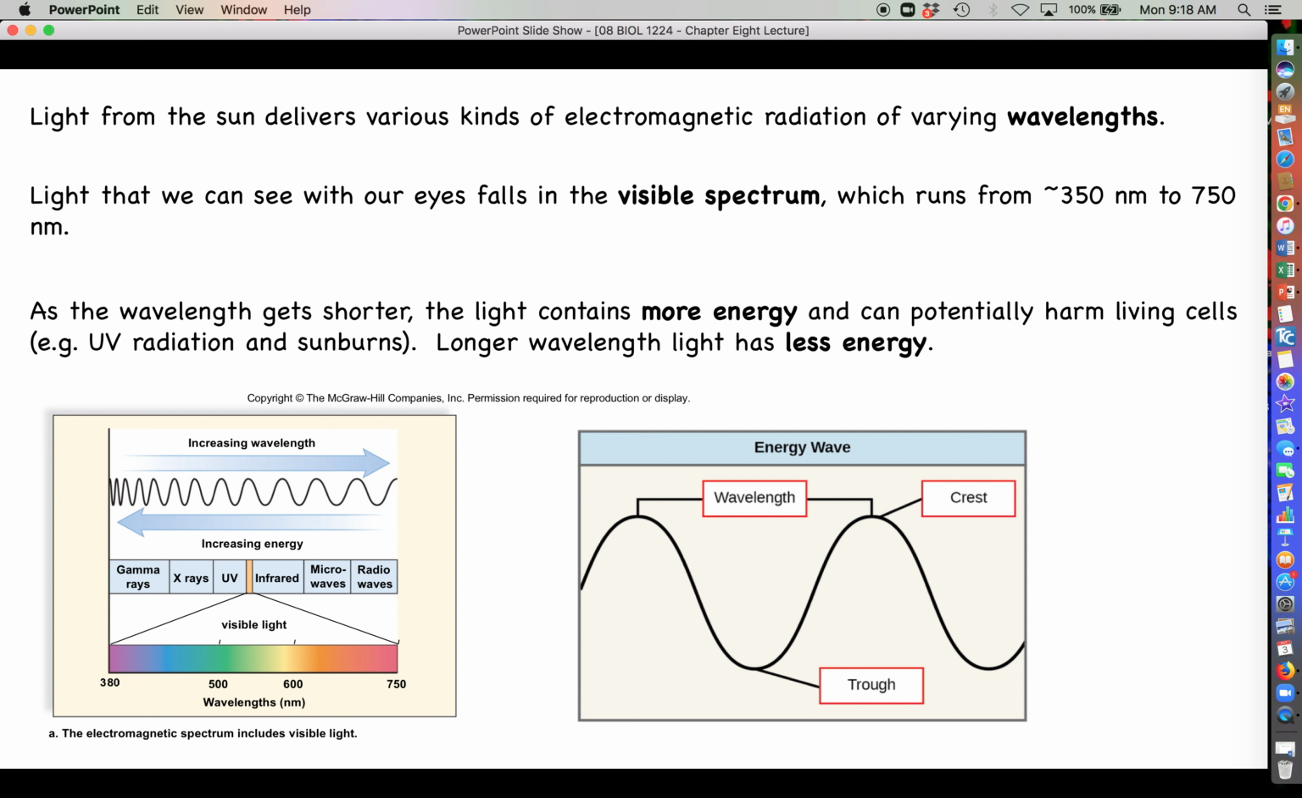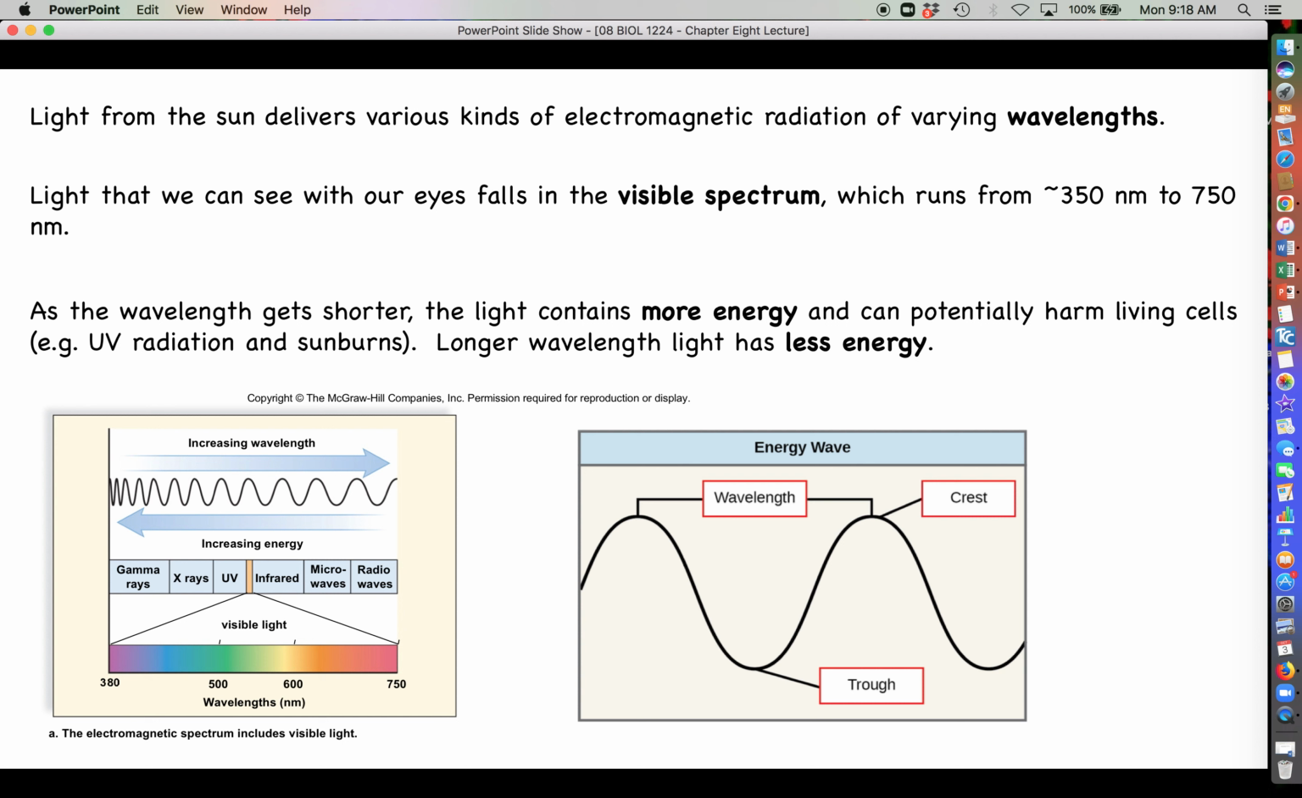What I want you to understand here is that there is a relationship between a light's wavelength and the amount of energy that light has. As the wavelength gets shorter and shorter, the light contains more and more energy. So gamma rays and X-rays have a lot more energy than any of the types of radiation you see towards the right. The downside is that extremely short wavelength radiation, since it has a lot of energy, can potentially harm living cells, such as what you see with UV radiation and the sunburns people get every summer.